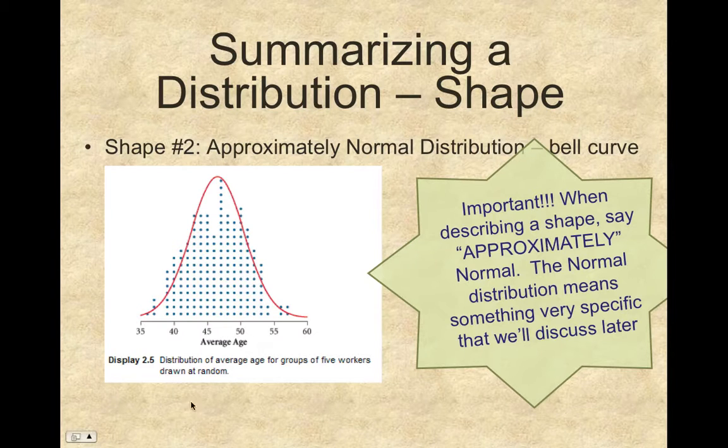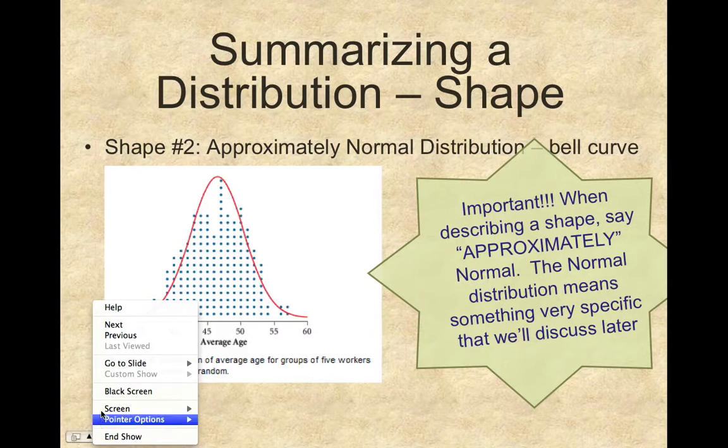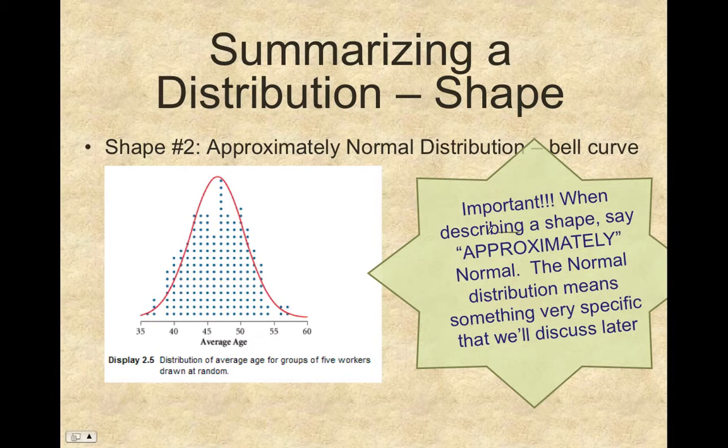It's really, really, really important if you are describing a distribution that you use the word approximately. If you're describing a shape as normal, you don't get to say normal, you say approximately normal. We'll talk about the reasons for this more in chapter 2, but the word normal has a really specific mathematical meaning that you can't just tell from looking at it. So we need to say approximately normal.